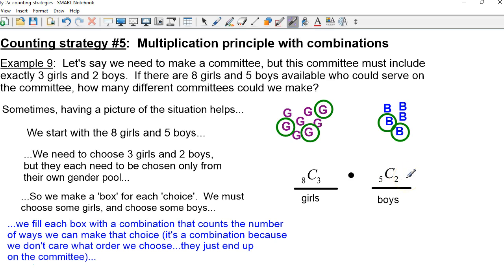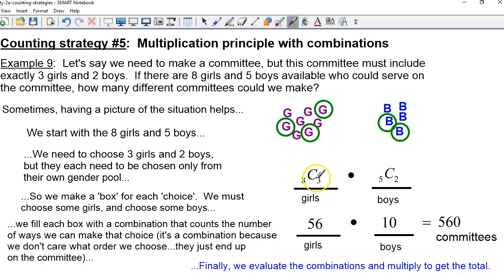And the reason it's a combination is because if I pick, let's say, Jill and Lauren and Melissa, it doesn't matter that I picked them in a specific order. They just end up on the committee. So it is a combination, not a permutation. And then finally, you would just evaluate those numbers. 8 choose 3 is 56, 5 choose 2 is 10. So 56 times 10, using the multiplication principle, there are 560 different committees that can be formed.